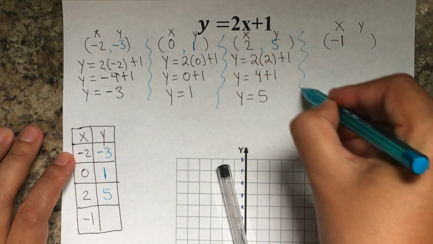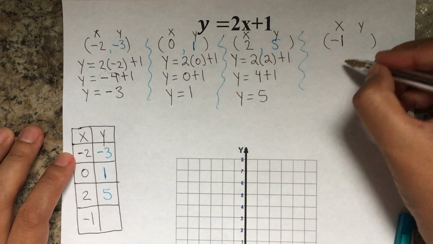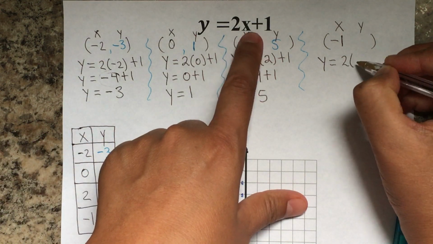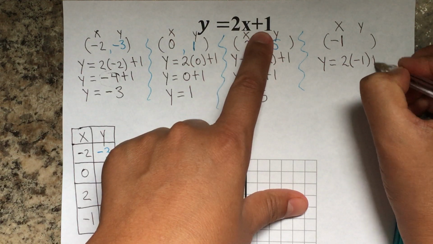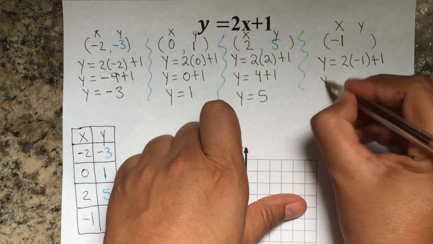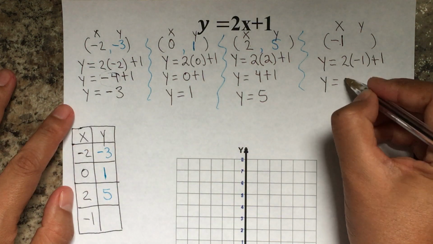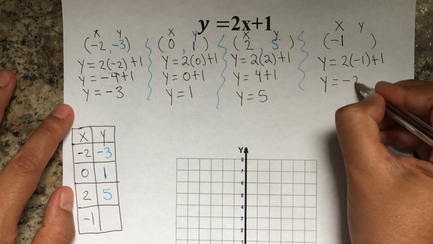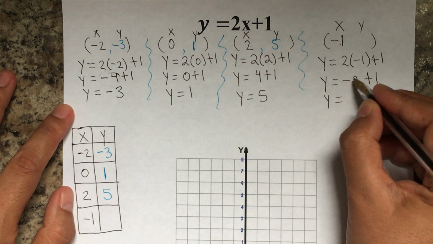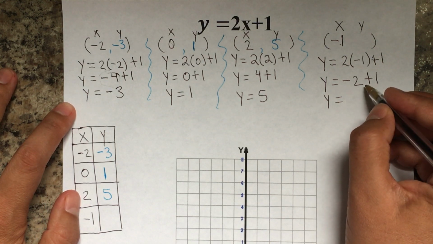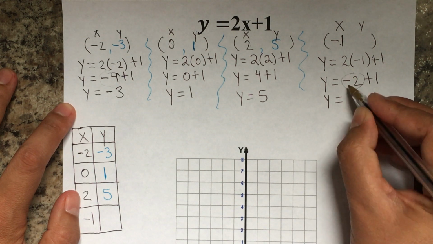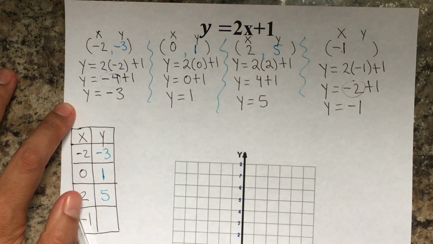And finally, the value of x is -1. So y equals 2 times -1 plus 1. So basically all you're doing is substituting this each time, right? So y equals positive times negative is negative. 2 times 1 is 2. And then bring down the 1. And so y equals, remember when they have different signs, we subtract and leave the sign of the bigger one. So 2 minus 1 is 1. And the biggest sign is negative.